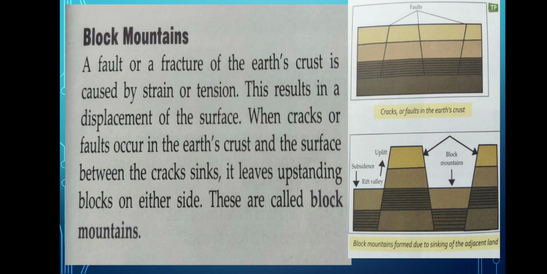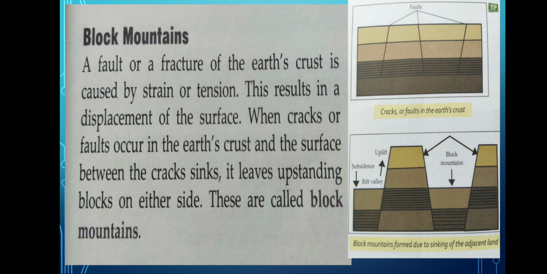Basically we have three types of mountains: fold mountains, block mountains, and volcanic mountains. Here we are going to discuss a diagram of the block mountain. Cracks or faults occur in the earth's crust. When there are two parallel faults, can you see this one, there are two rift valleys and an uplift, and block mountains form. Due to the cracks or faults of the earth's crust, block mountains will form.